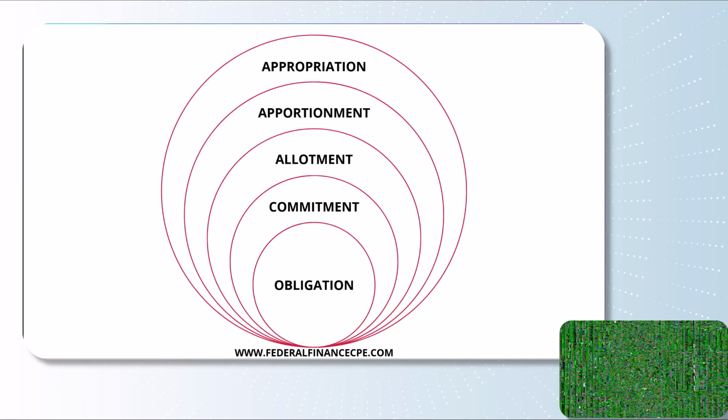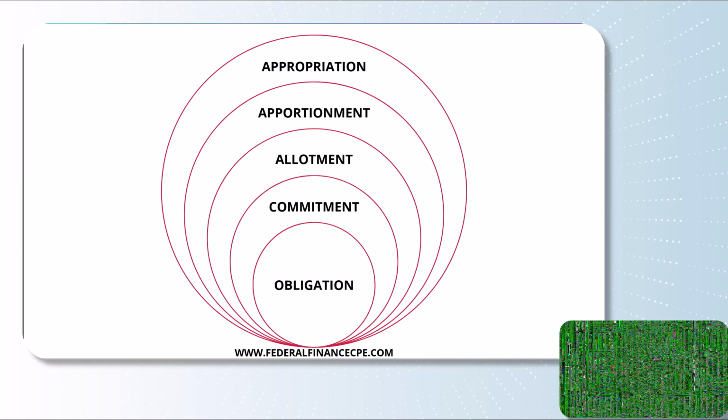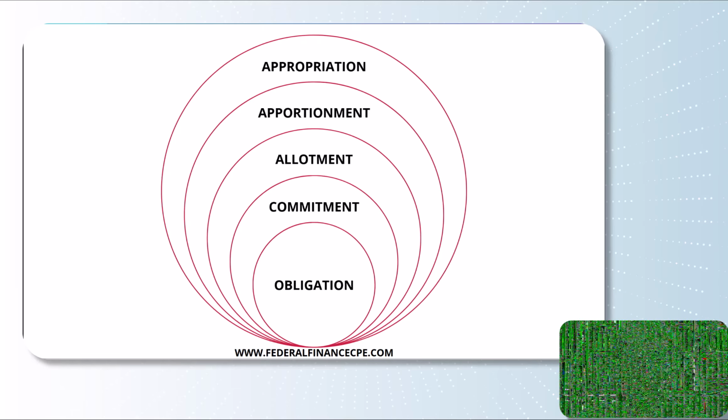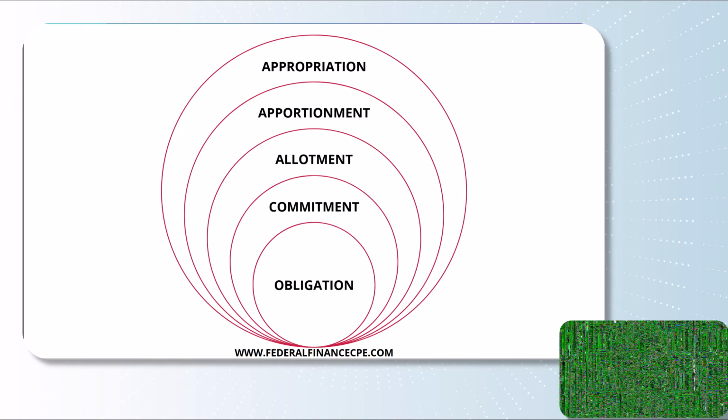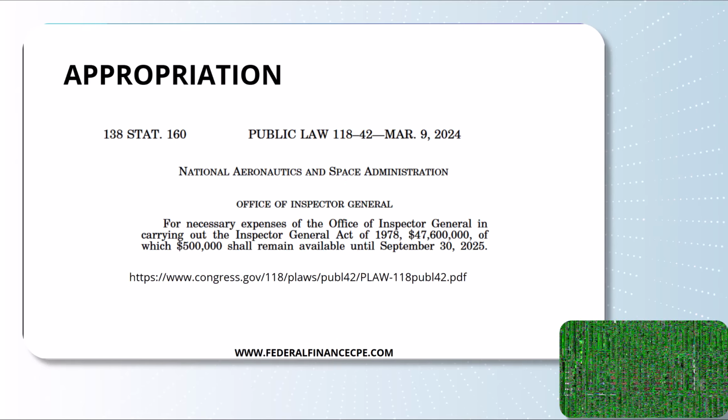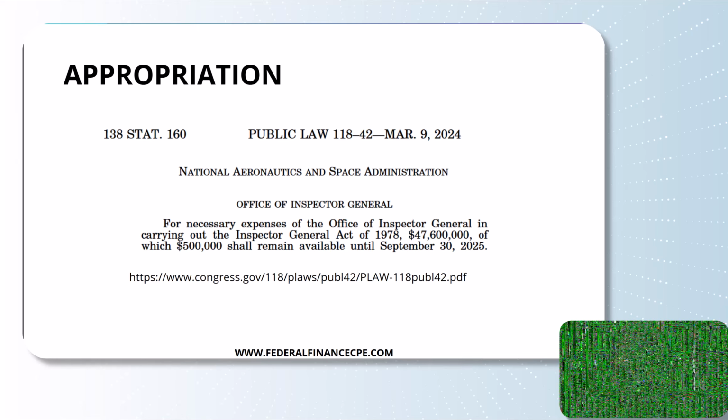And then once again, a reminder of the flow. We go from appropriation to apportionment, allotment, commitment, and obligation. All right, let's get started. Okay, we're going to start off here with our appropriation.